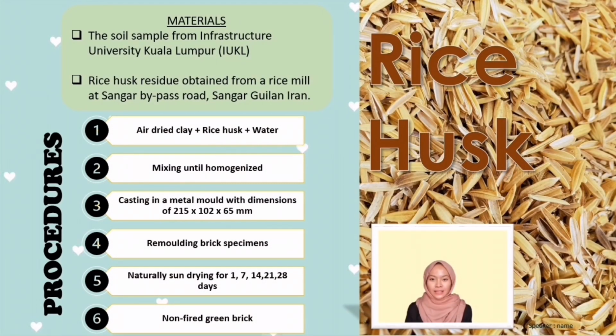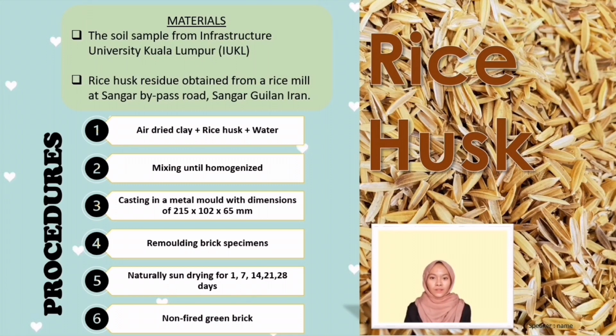The material used in the study is the soil sample from Infrastructure University Kuala Lumpur (IUKL) and the rice husk obtained from the rice mill at Sanjan Bypass Road, Sanjan Garden, Iran. The process of preparation of the specimen: this is the process of preparation of non-fired brick. The rice husk was mixed with the dry soil and water content was added to the soil containing the rice husk mixture. Then the mixture was mixed until homogenized in order to achieve a uniform soil mixture.